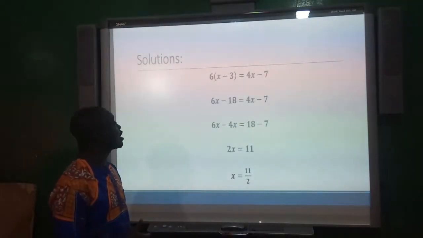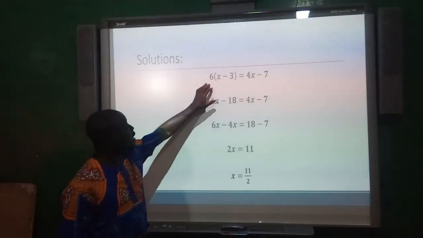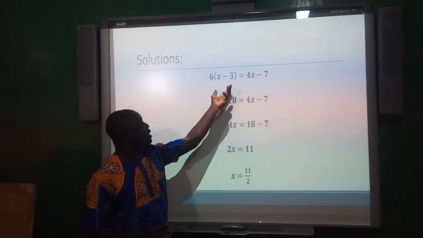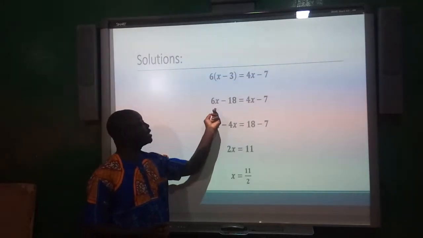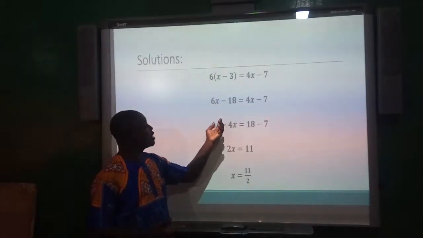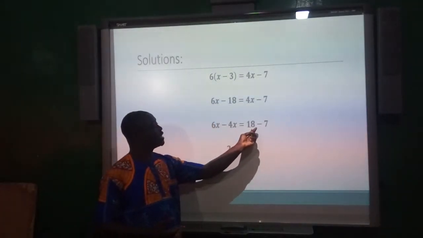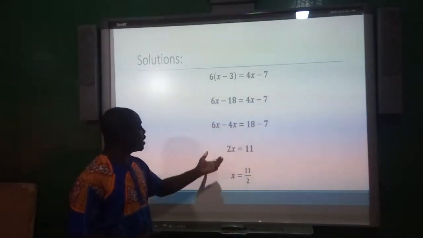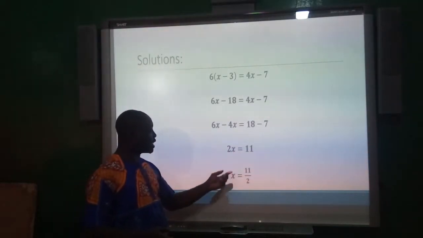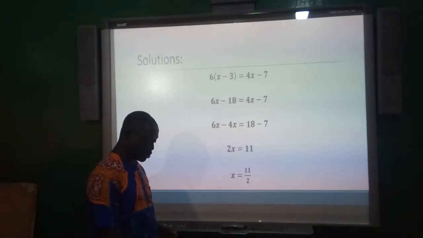First calculate the fraction and you get this. After calculating the fraction, you can open the brackets by multiplying through by 6 and get this one. Then you group like terms: 6x minus 4x is equal to 18 minus 7. Then you combine like terms to get 2x is equal to 11. So you will see that x is equal to 11/2.